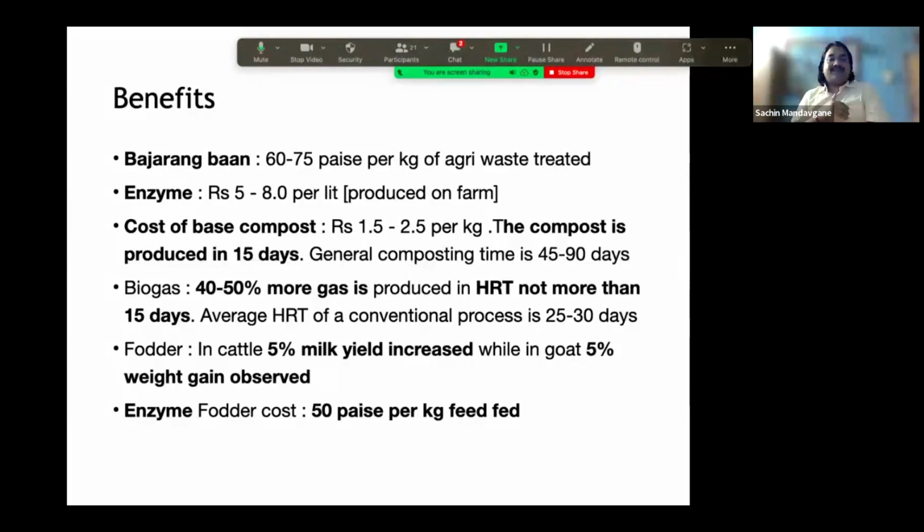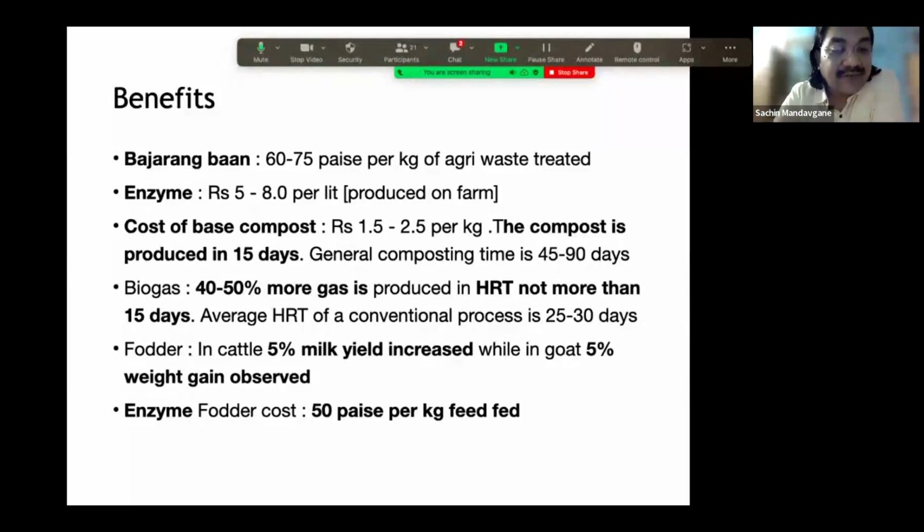Then coming to biogas. For biogas, I require enzyme. If the enzyme is produced on the farm, then the cost per liter depends on the labor and the volume at which the farmer is going to produce. So on an average, it is 5 rupees to 8 rupees. But NDDB asks us that the farmer may not be willing to produce enzyme on his or her own, so come up with your own product. So we are now coming up with a concentrated product with a profit, and we are told that the cost should not be more than 50 paise per kg of feed fed.